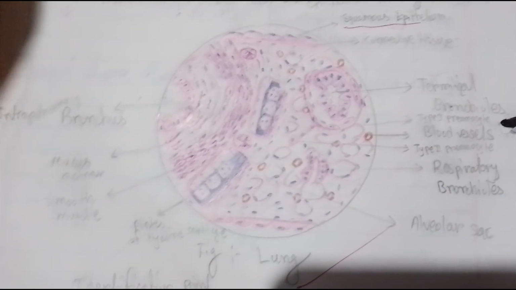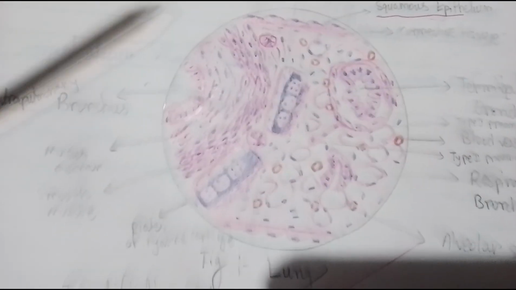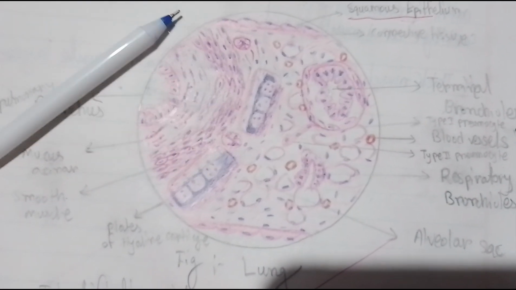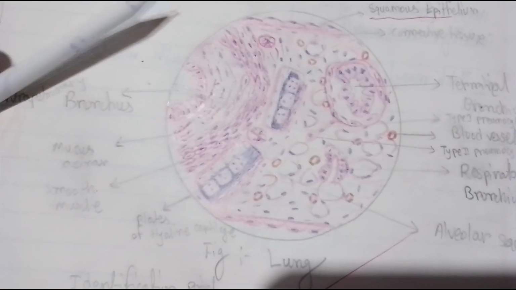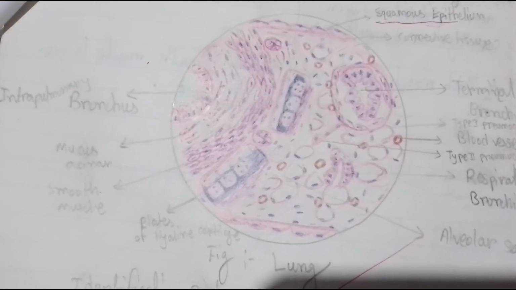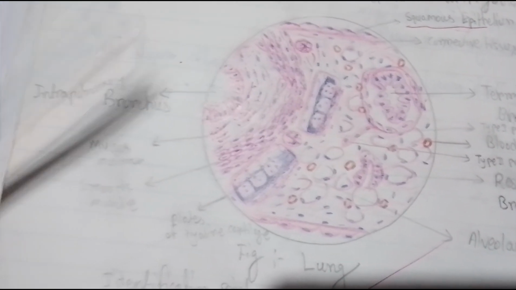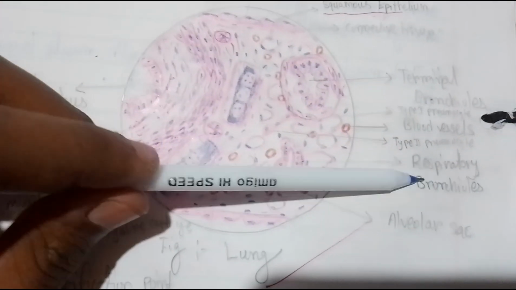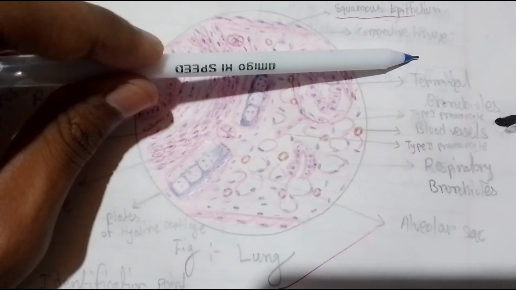Now we look at the histological diagram of the lung. In the histological diagram of the lung, we can see mainly three parts of the respiratory tract, that is the intrapulmonary bronchus, terminal bronchus, and terminal bronchioles and respiratory bronchioles.